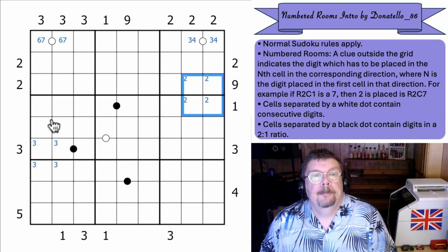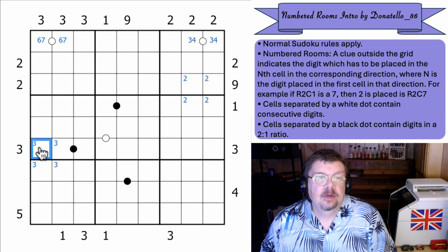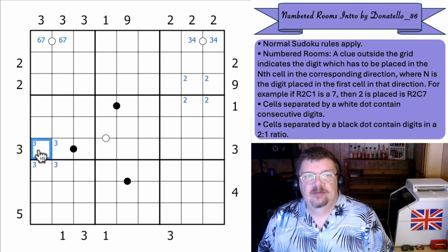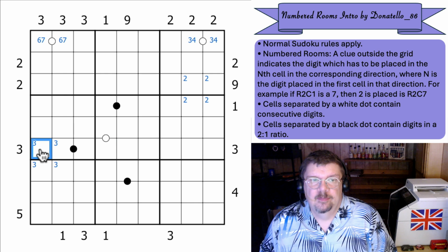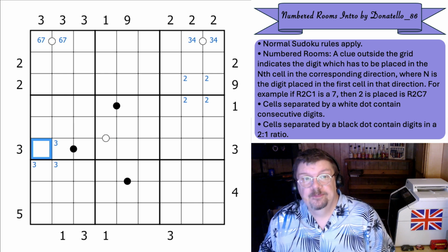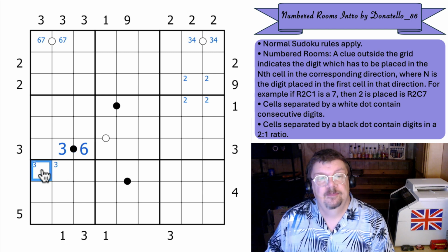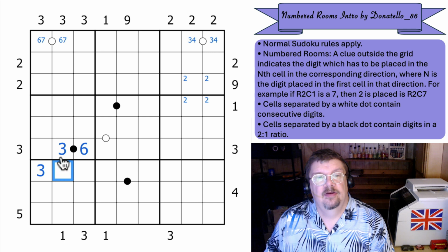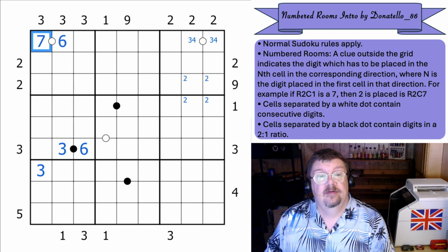Okay. Now, if this digit were a 3, then because of this 3 clue, I would have to place a 1 there because the 3 is in the first place, the first cell from the clue. But I can't because I've already got a 3 there, so that can't be a 3. This has to be a 3, and then my black dot means that that is a 6. This is now a 3, because that's where the other 3 has to go, and this 3 here means that this is a 6, and this is a 7.